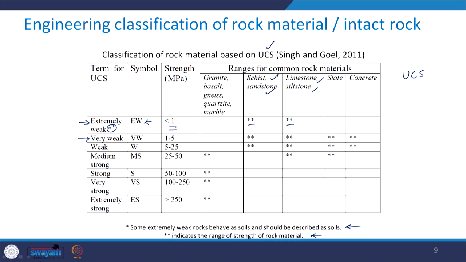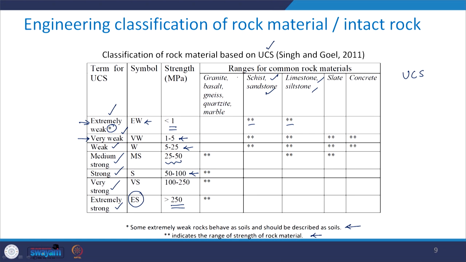Now the second category is when the UCS value lies between 1 to 5 MPa, it will be categorized as very weak, that is VW. As the unconfined compressive strength increases, you will have better rock material as far as strength is concerned. So, from extremely weak, it will be very weak, then weak, then medium strong, strong, very strong and extremely strong. You can take a look at these values, how the UCS value increases from 5 to 25 in this category, then 25 to 50, 50 to 100 and so on. For the extremely strong category, the UCS value is more than 250 MPa, and this is represented as ES.